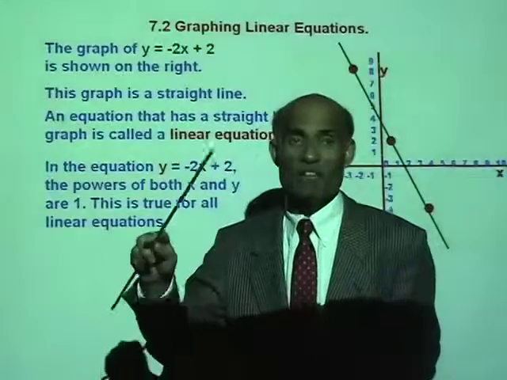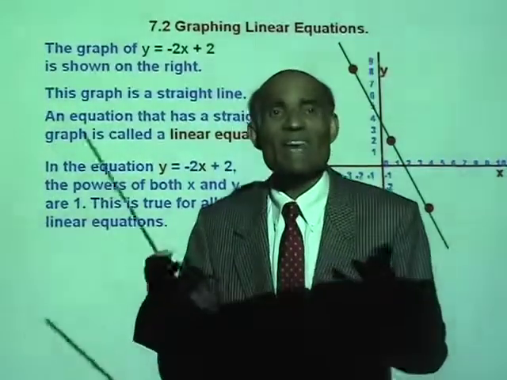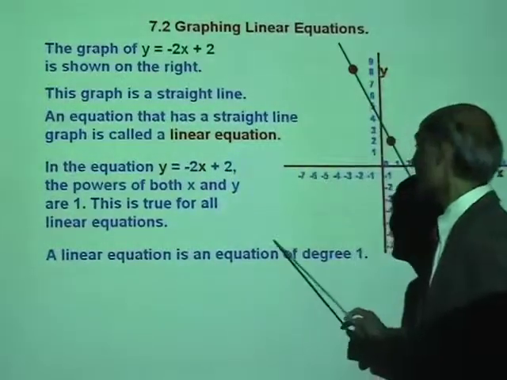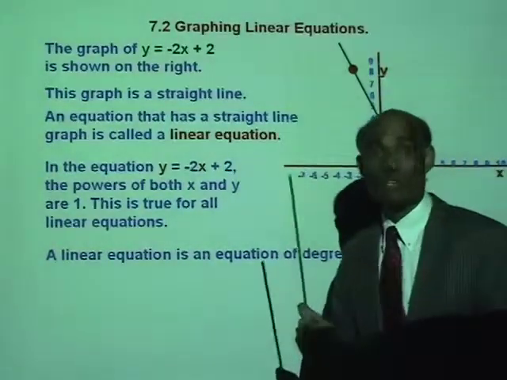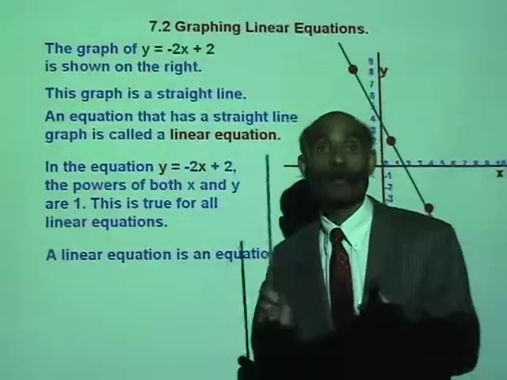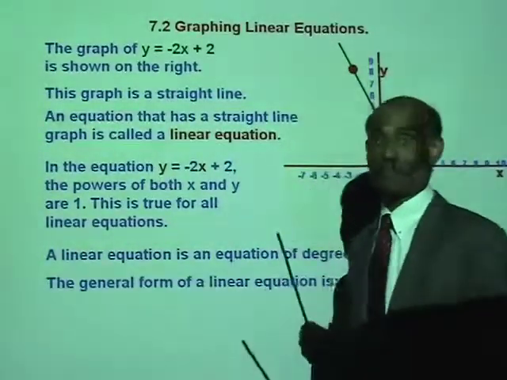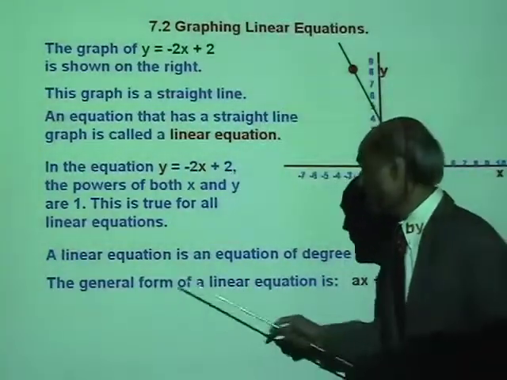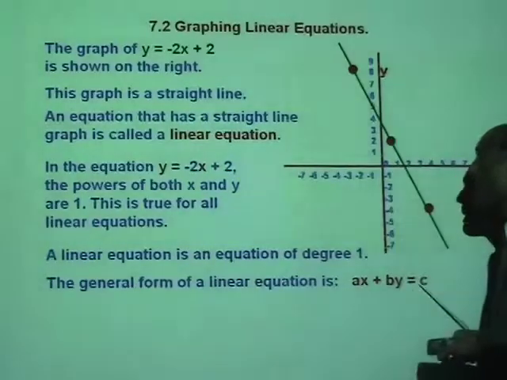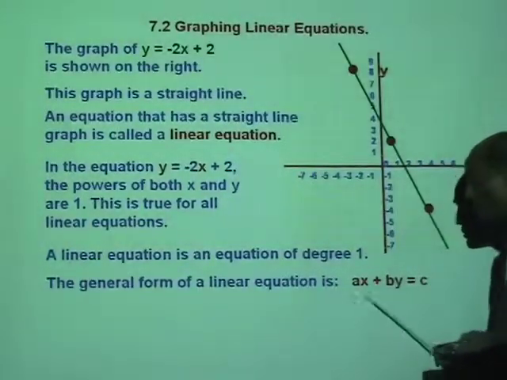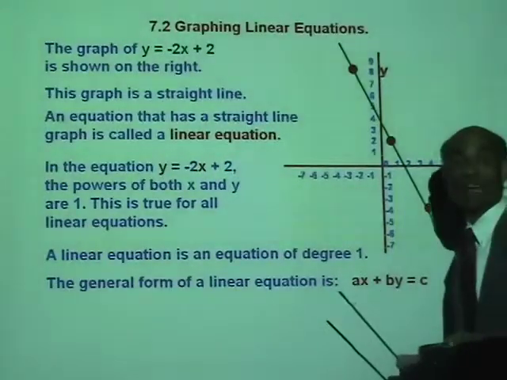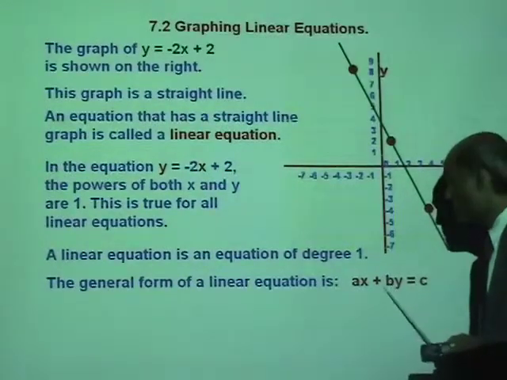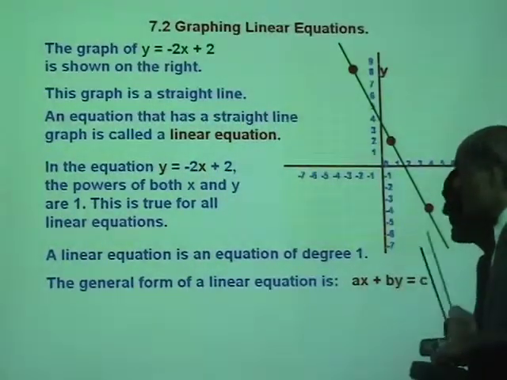So I hope you have a fair understanding of what a linear equation is. A linear equation is an equation of degree 1. The variables will be of power 1. The general form of a linear equation is ax plus by equal to c. This is the general form of a linear equation where a is a number, b is another number, c is another number.